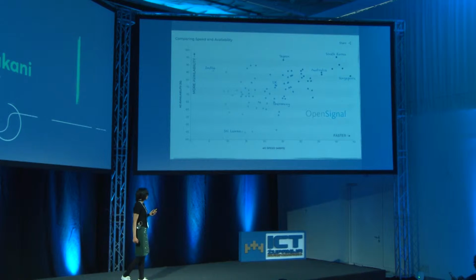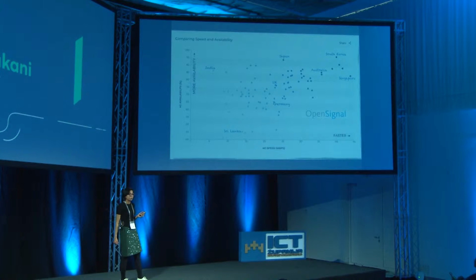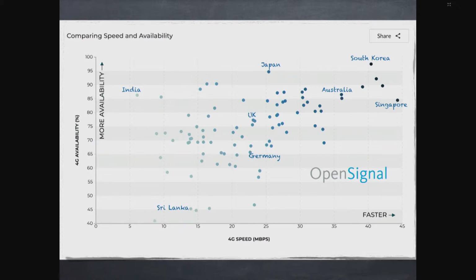Now, here's a graph from a recent OpenSignal report that compares 4G speed to 4G availability. And you can see that with the exception of some Asia-Pacific countries, most of us are in this middle section here with not so great 4G availability and not so great speeds. And India is in this interesting position where availability is about 86%, but network speeds are abysmal.